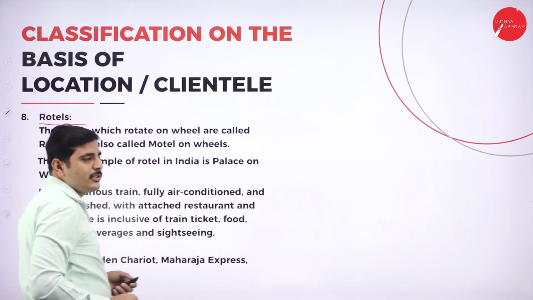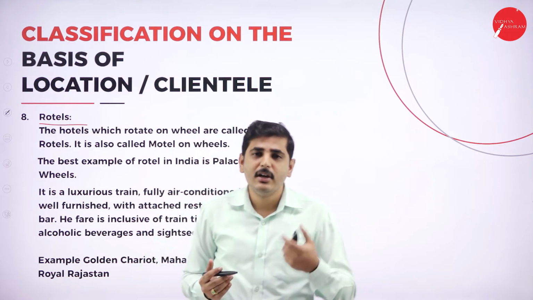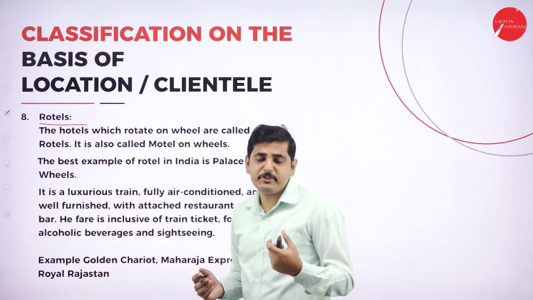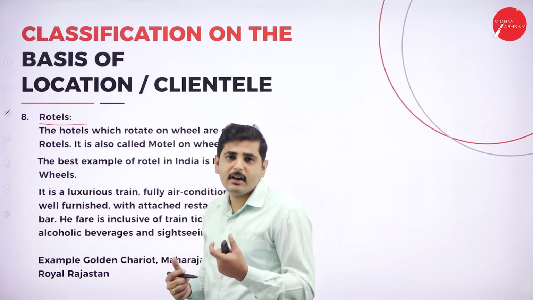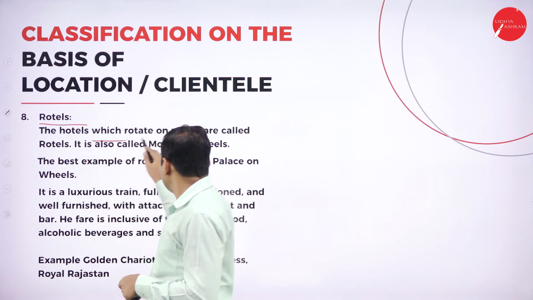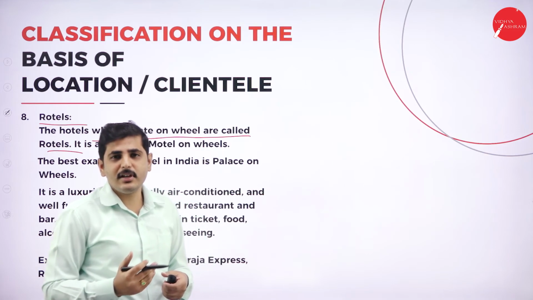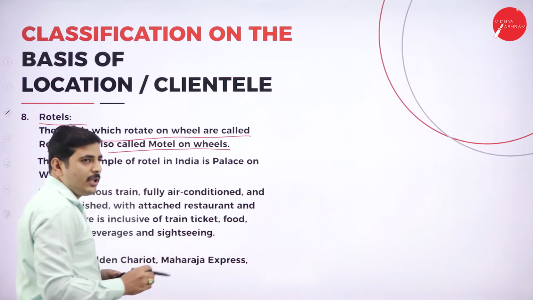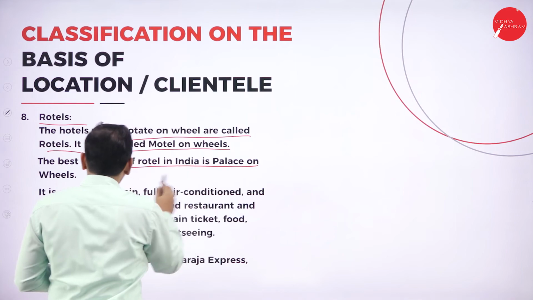What do you mean by rotels? Hotels on railway, hotels on rails. For example, the Golden Chariot is one of the very expensive railway services provided by the Indian Railway. These types of hotels are found on wheels, or on the railway. The hotels which rotate on wheels are called rotels. These hotels are built on wheels, so it is also called a motel on wheels.